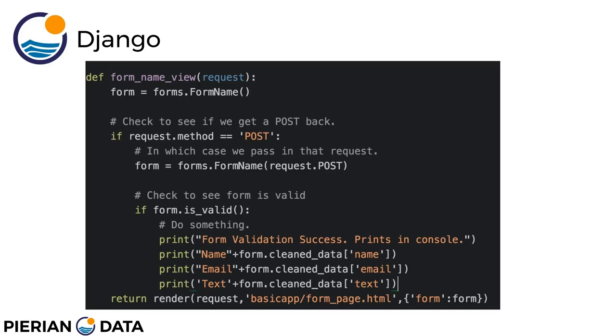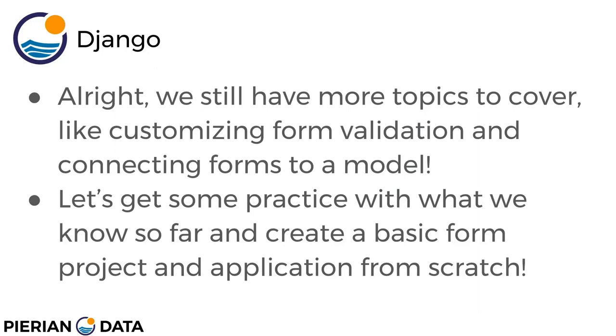And then you want to check if the form is valid, and we'll talk a lot more about form validation in a future lecture. But once you have that, you can call form.cleaned_data and then access the information with a key dictionary call. So here you can see I'm just printing it out straight into the console. So I'll say form validation success, prints in the console, and then I will print out the name, email, and text they provided in that form. So it was a very simple form, just asking for 3 fields.